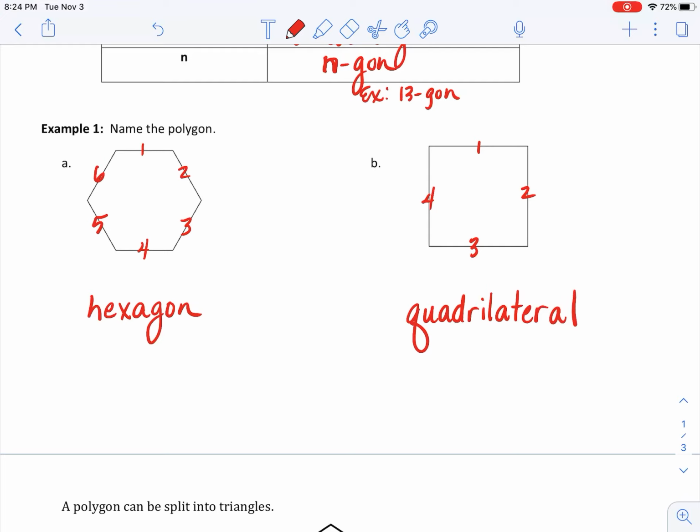So don't give it a particular name of a 4-sided figure. Give it the generic name for any 4-sided figure when you don't know exactly what it is. So that's a quadrilateral. All right, so you'll have some of those to name on your homework tonight. You'll have some polygons to name.